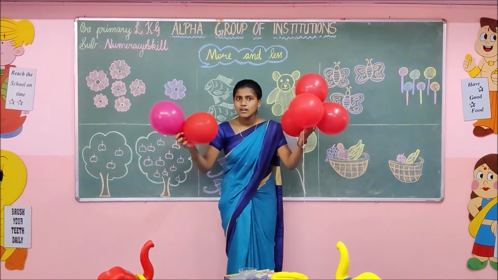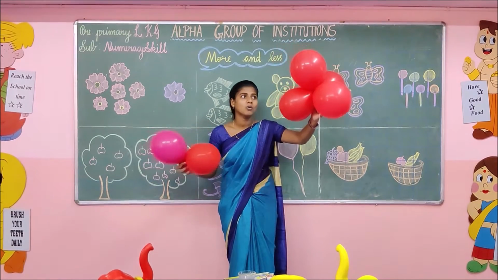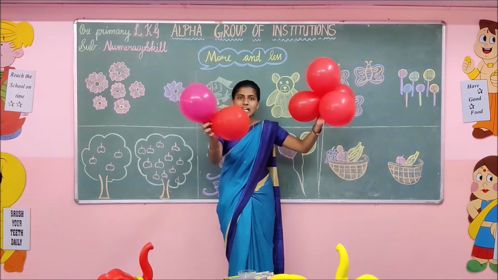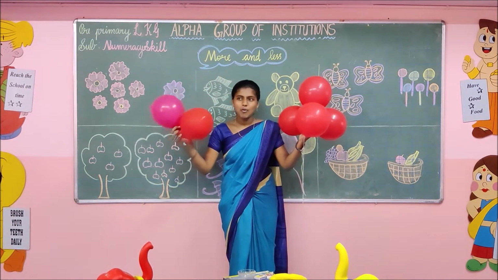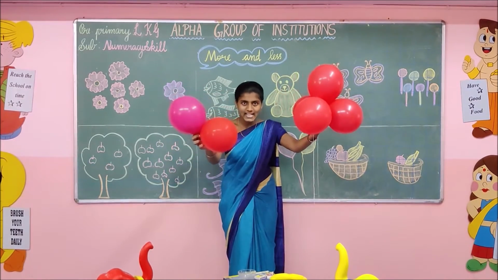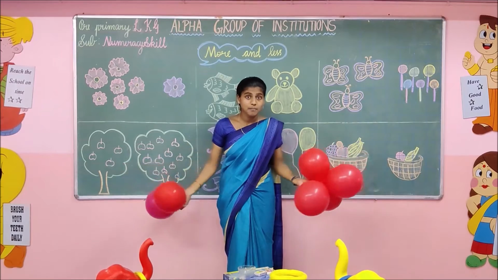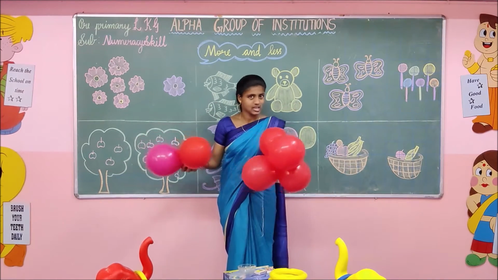Which is more? Yes, 4 is more. We have 4 balloons. And which is less? Yes, 2 is less. We have only 2 balloons. This is more and this is less. More means we have many things. Less means we have a small amount of things.